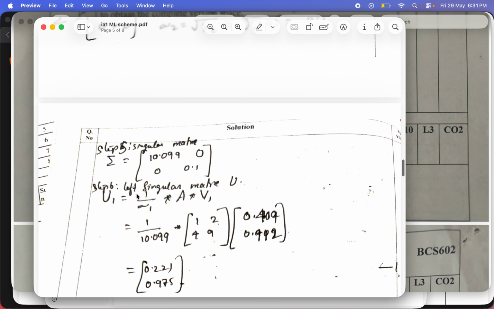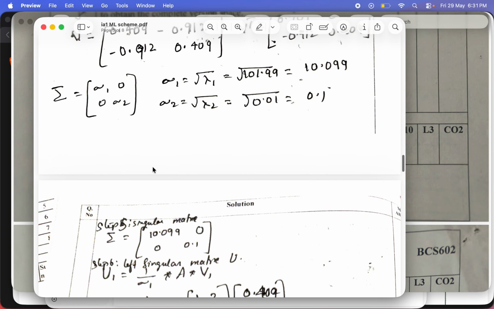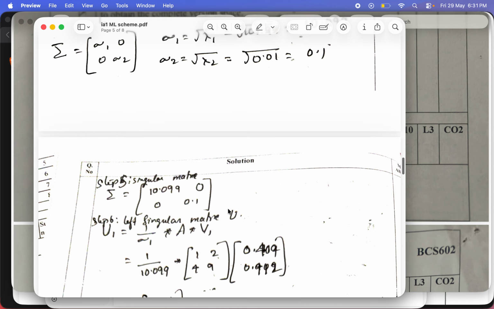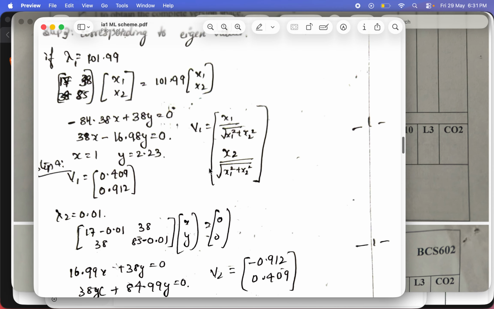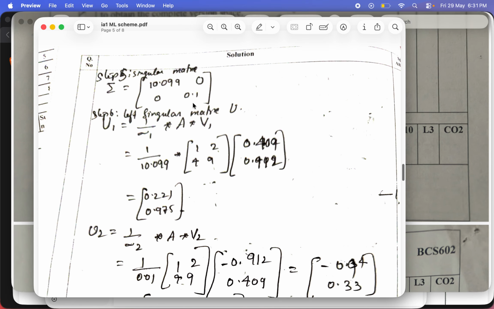Then to find the left singular matrix, you solve 1 by sigma 1 into A, the given matrix, and v1, which we calculated in the previous step. You substitute and multiply like a matrix. So 1 into this, 2 into this, add the answers and divide by this value to get the answer. Similarly, 4 into this plus 9 into this, whatever the answer you get, divide by 10, and you will get the answer.